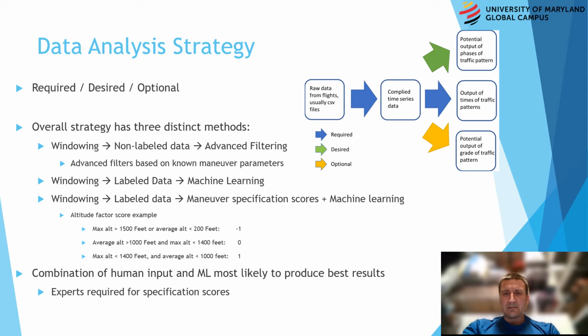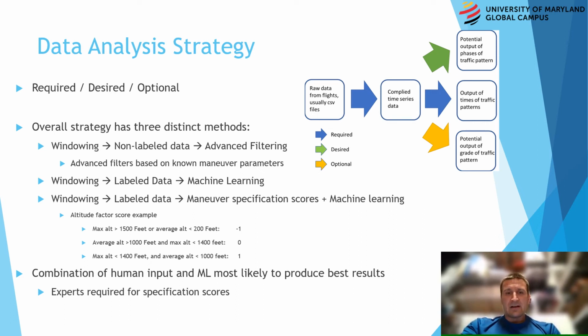A desired goal is an output of the phases of the traffic pattern. If you remember on the first slide, I showed you the diagram of the traffic pattern and had different phases of it. So there's the upwind, crosswind, downwind legs, base, and final. If we can identify those, it might provide slightly better data to the overall FAA program. And then the final one, which should be optional if I have enough time, is grading the specific phases of the traffic pattern based upon a known set of parameters.